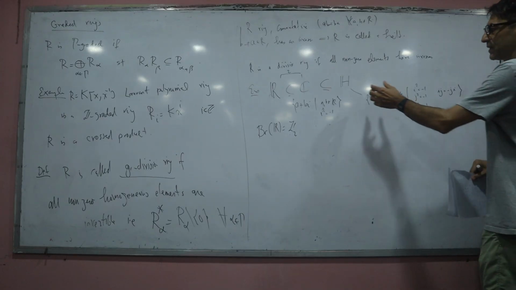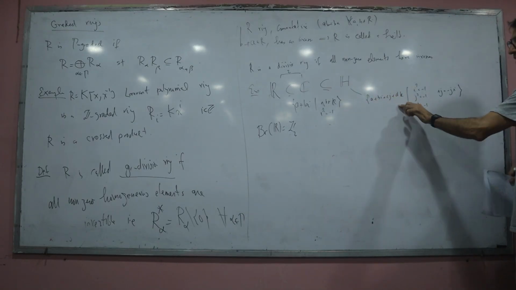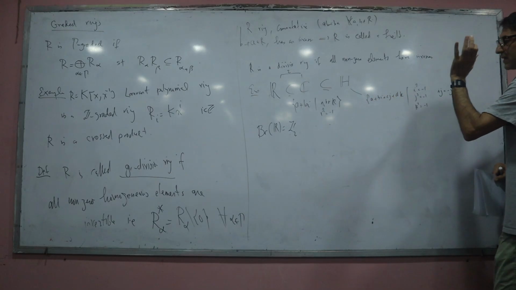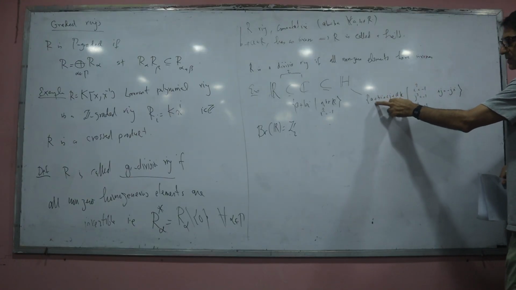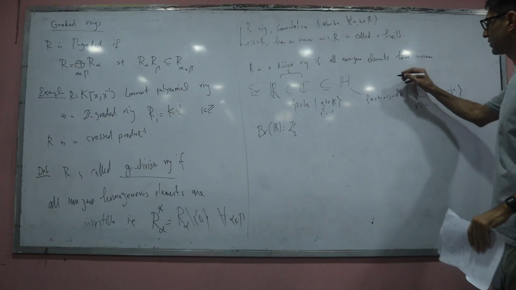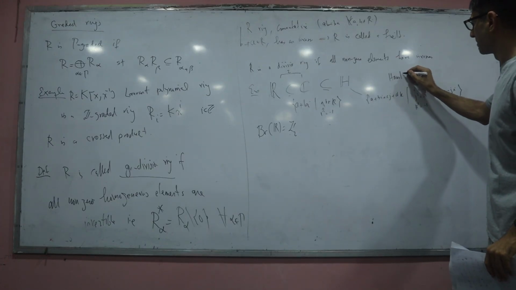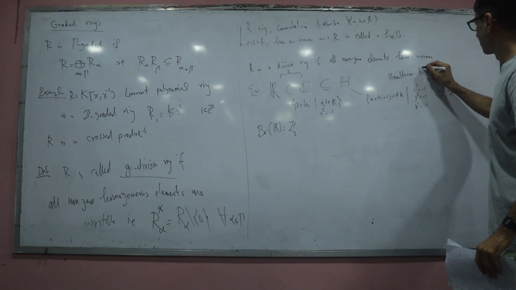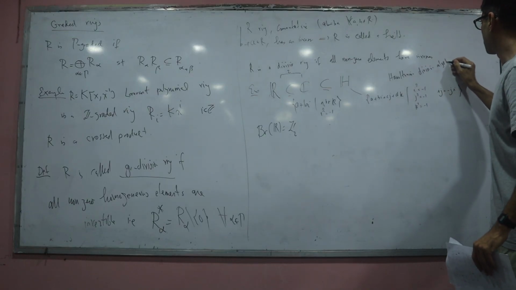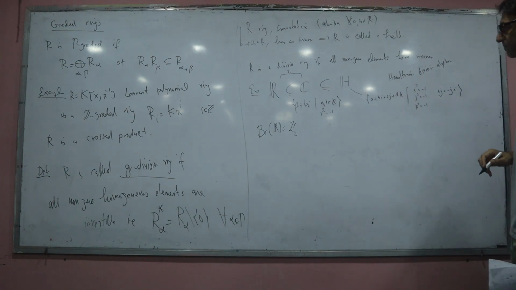Anyhow, so this one with these little elements, if it's not 0, it has inverses. So this is called a division ring, Hamiltonian division algebra, really, because it's an odd algebra.